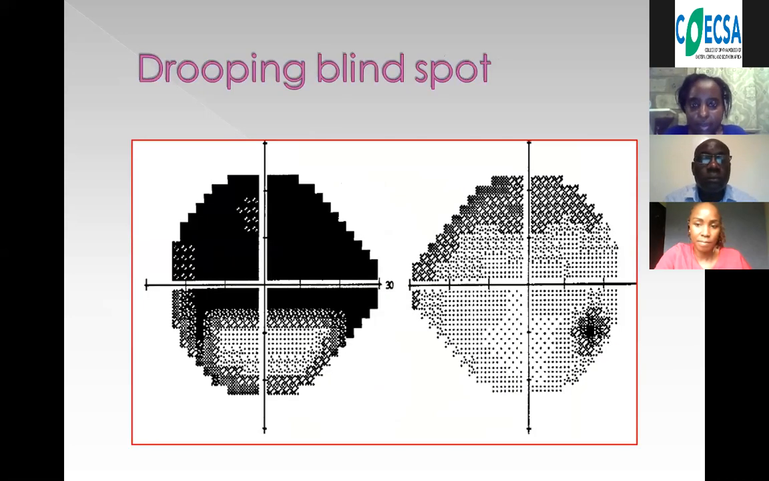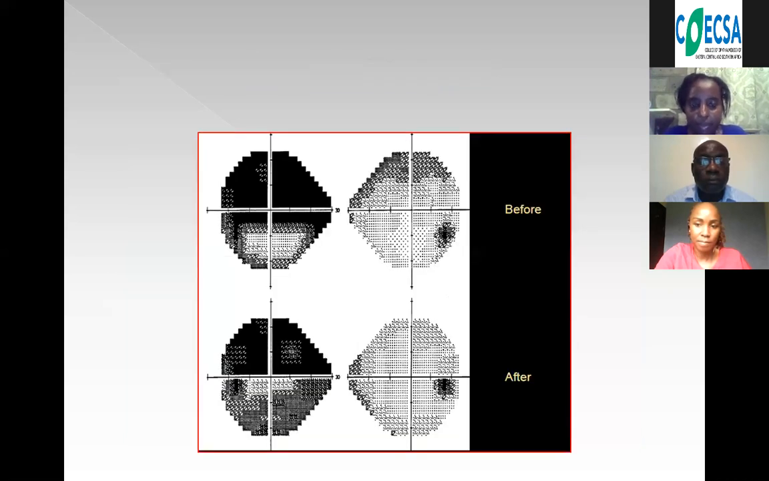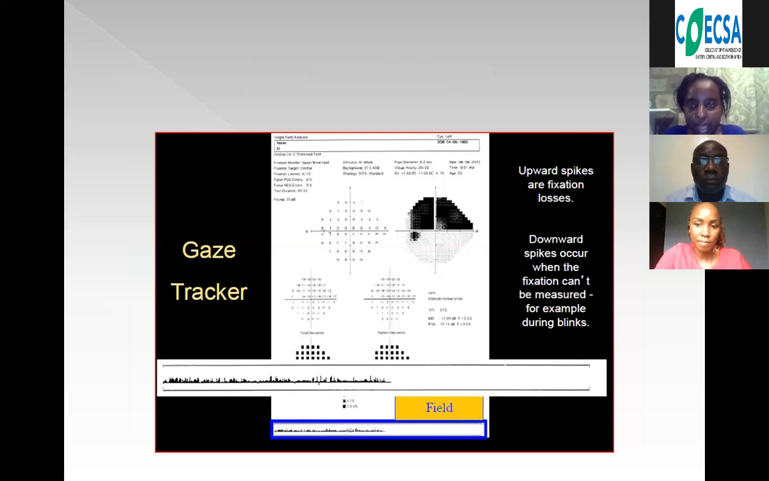This is a drooping blind spot. This happened during the beginning of the test. The patient looked down when the fovea was being marked and forgot to look up again. And so it appeared as if the defect is extending below the horizontal midline. And after a repeat, when the blind spot was marked properly, the proper horizontal midline was maintained. On the gaze tracker, note the upward spikes are usually fixation losses. Downward spikes occur when the fixation cannot be measured, like blinks.